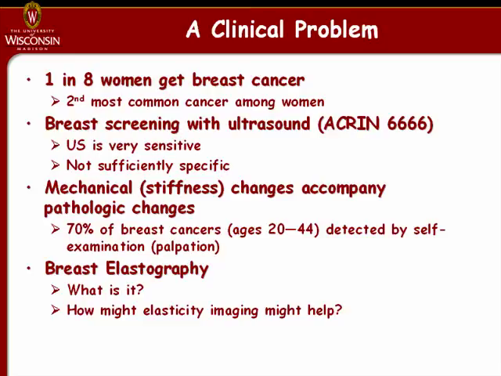tool. We also know that mechanical stiffness changes accompany the changes in tissue that are associated with pathology. And as a result, about 70% of breast cancers in younger women are detected with self-examination or palpation. So what is elastography? What is breast elastography? What do we mean by elasticity? And how might that image information help?